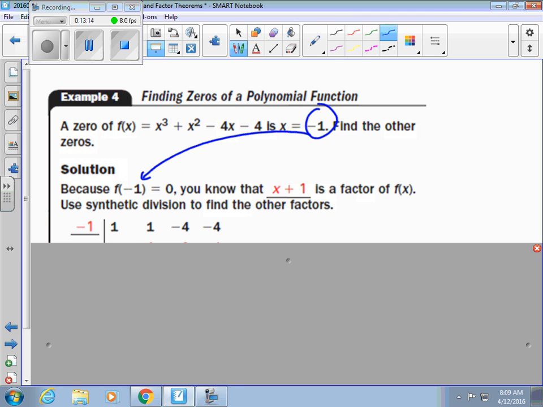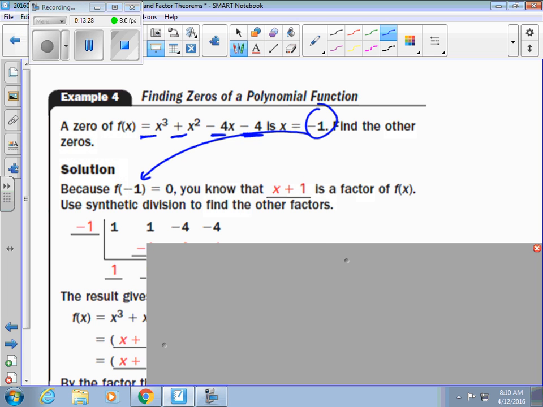3, 2, 1, no degrees. They don't skip any. So you use 1, you use negative 4, and negative 4. So that's what we got there. You're dividing by negative 1. So again, same thing we did from yesterday. It's just synthetic division from yesterday. This one comes straight down. Multiply 1 times negative 1, you get negative 1. Combine those two, you get 0.